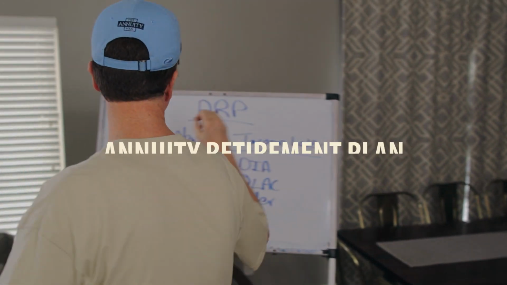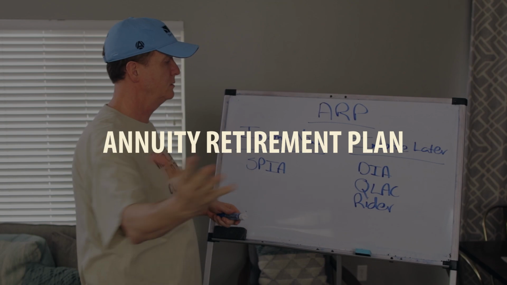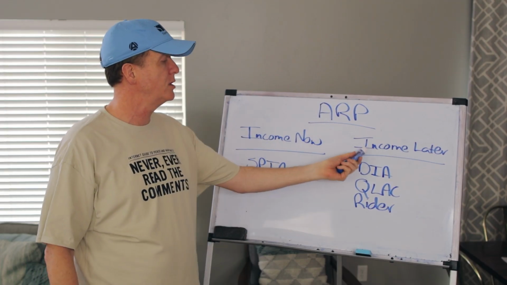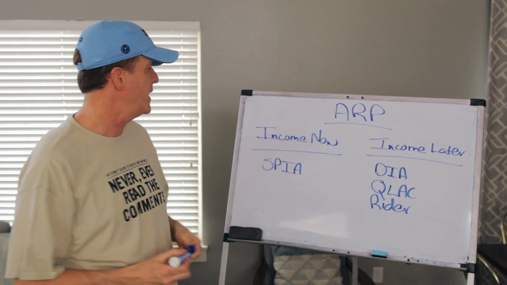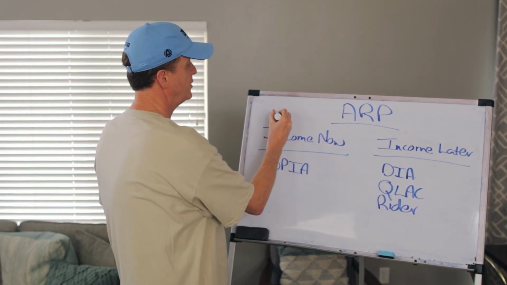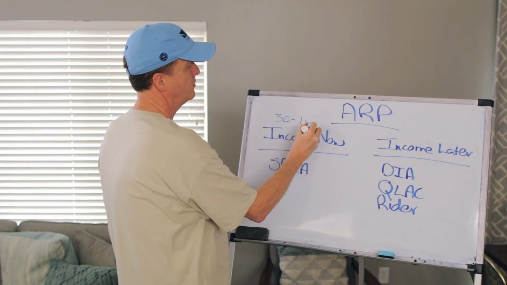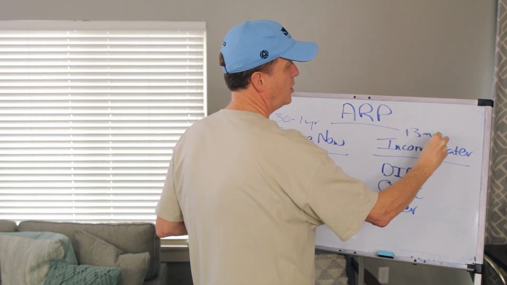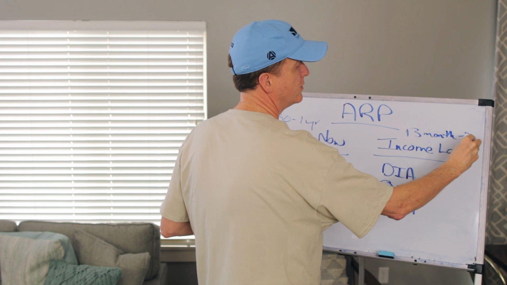So getting ready to go to the whiteboard, let's draw this thing out, blue ink on whiteboard. Okay, so you're trying to create your annuity retirement plan, ARP, right? It really is going to break down to two things. Income now or income later. Do you need income to start right now, which is between 30 days and 1 year? Or income later, which is, say, 13 months to 20 years.